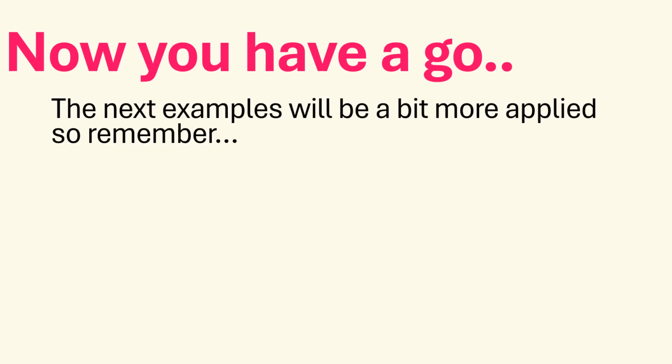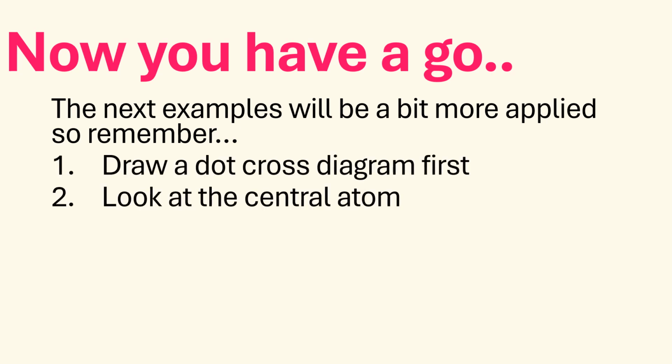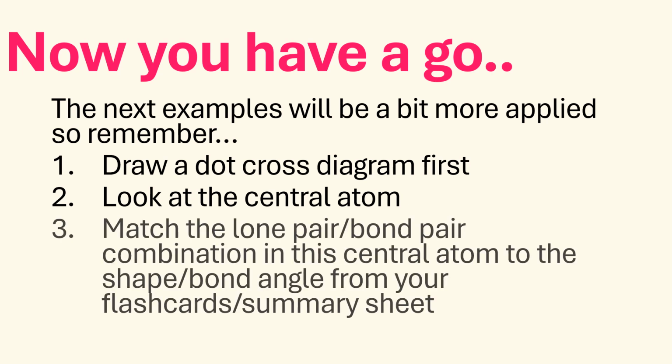So now you have a go. We've done a few examples, and you've started to see a sort of theme about what they're looking for. These are going to be a bit harder. So remember, draw your dot cross diagram first. Look at the central atom and match the lone pair and bond pair combination in this central atom to the shape and bond angle from your flashcards or summary sheet.